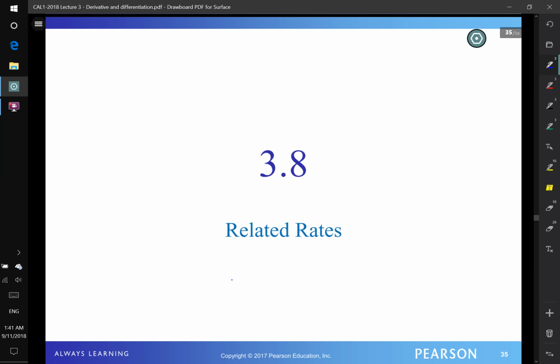So related rates, it's about applications of derivative, f prime of x. Basically we are going to make use of the derivatives that by now should not be too difficult for us to find with all those rules and techniques, and we want to use them to solve practical problems.